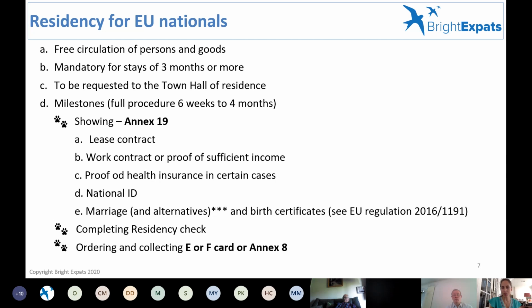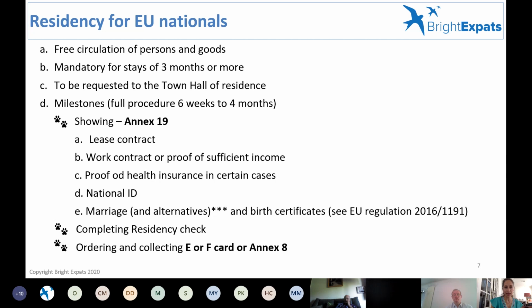The full procedure usually takes from 6 weeks to 4 months. It is 6 weeks in the best cases, I would say. It can even last longer than 4 months. It all depends on the workload of the town hall of residency and also on the good coordination between the police officer and the town hall. This is for EU nationals. How would that work for non-EU nationals?